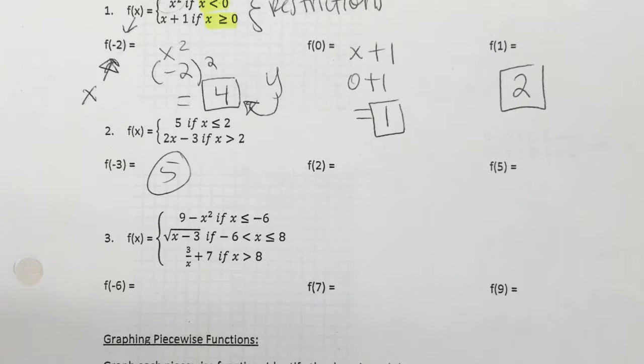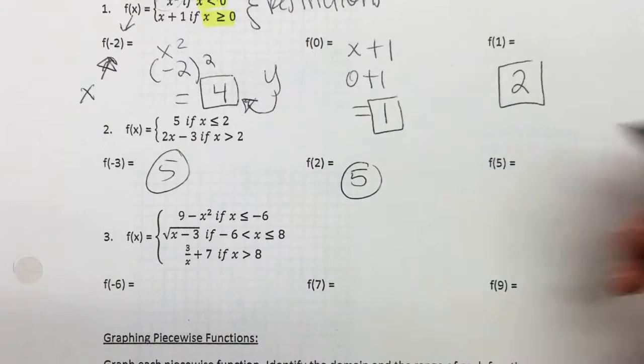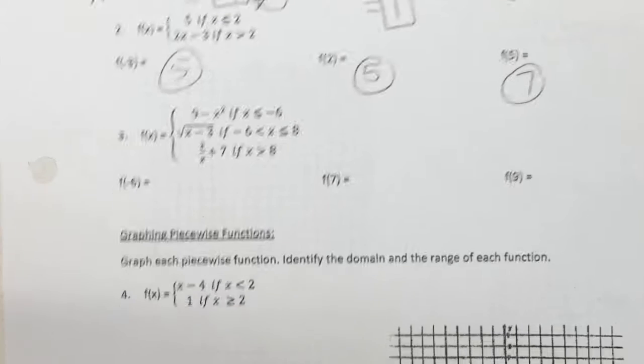Alright, Alex, what did you get for f of 2? Alright, Sierra, what did you get for f of 5? 7. Everybody agree? Good. Do the other 3 on your own.